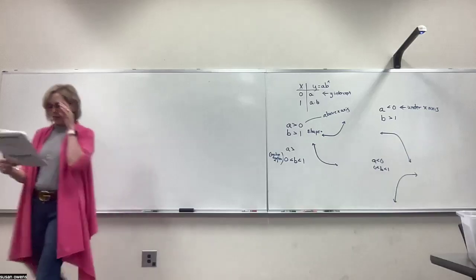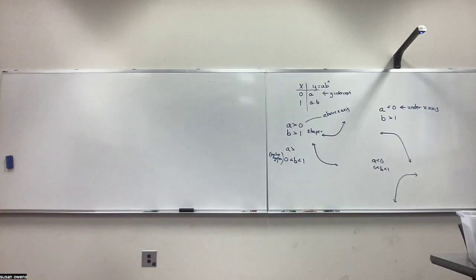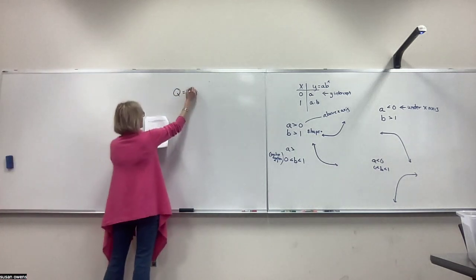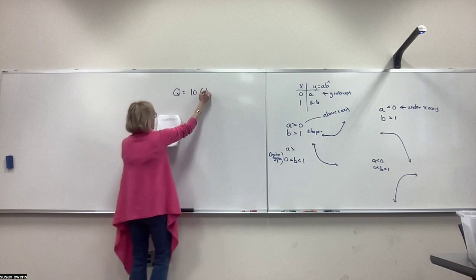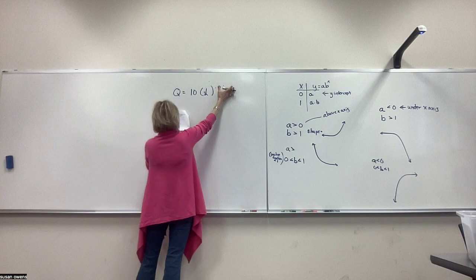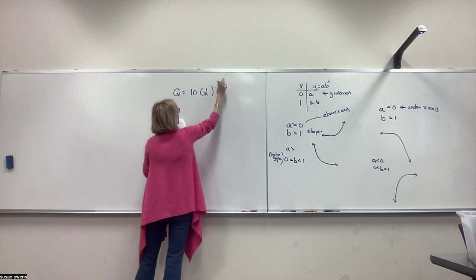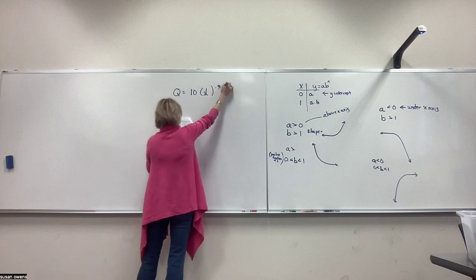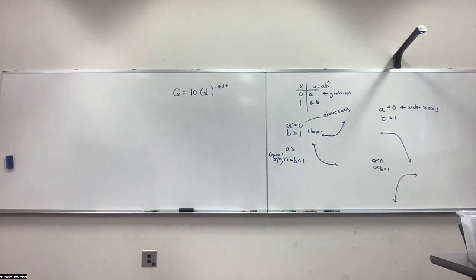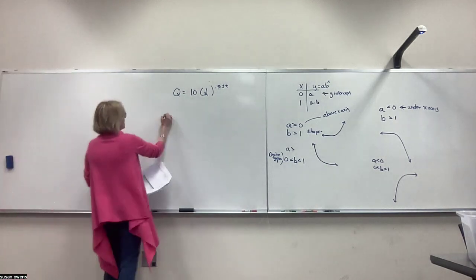So the amount of radioactive substance in grams after T days is given by the formula Q equals 10 times 1/2 to the 0.53T. What is the initial amount of material? Okay, so that's when T is equal to 0.